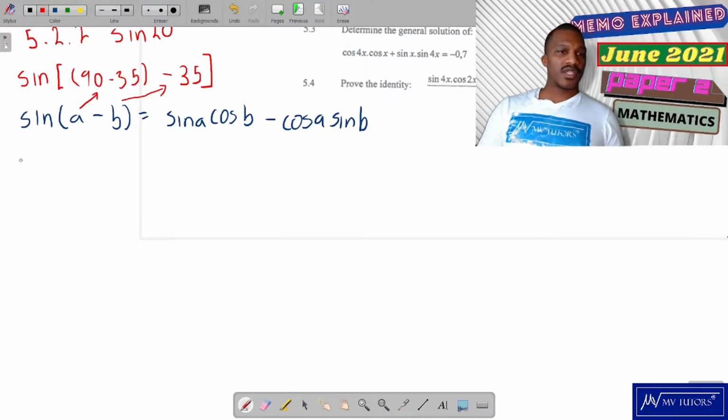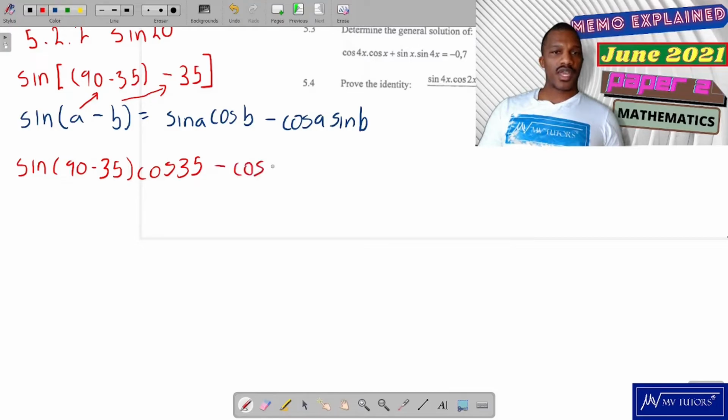So then we're going to say sine a, which is 90 minus 35, minus 35, and then cos b, which is just cos 35, minus cos a, remember a is 90 minus 35, and then sine b. Sine b is just 35.